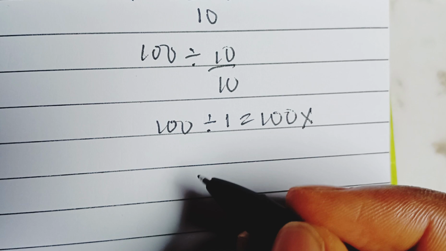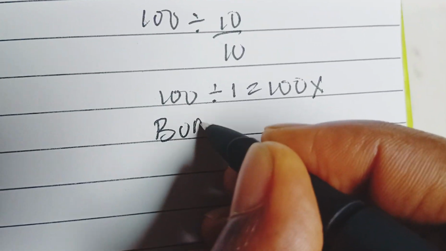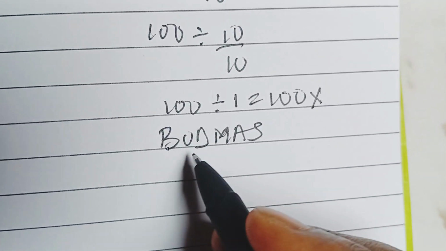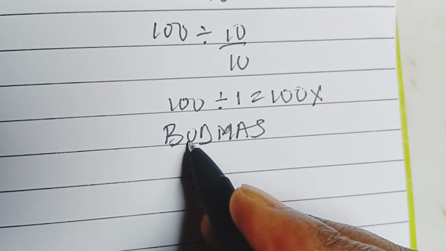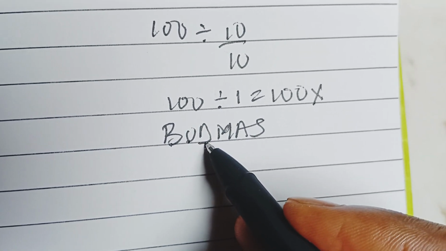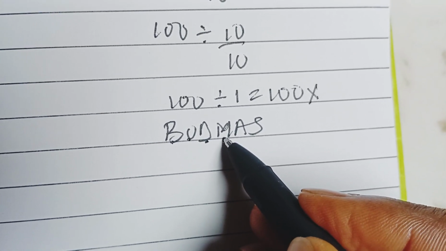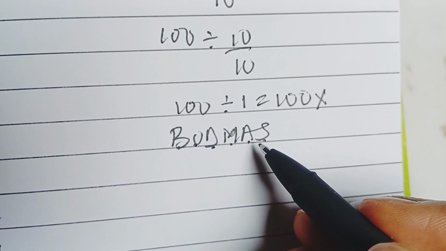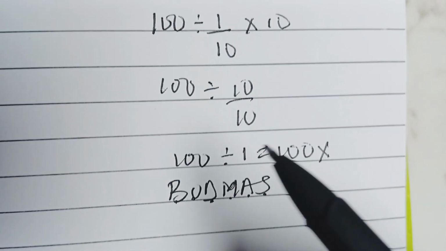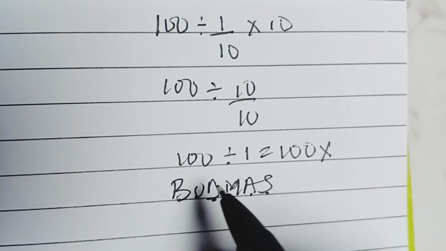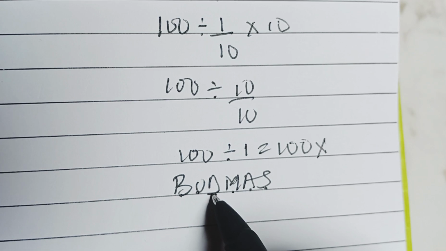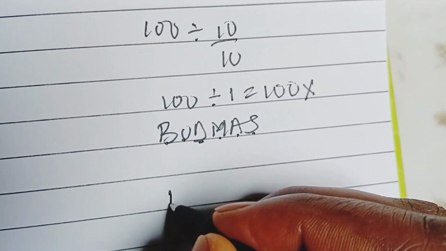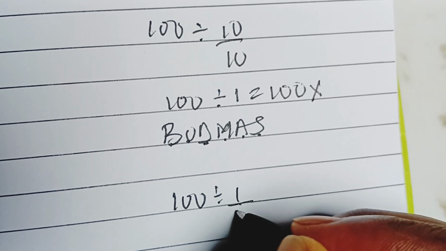Because if we follow the right order of operation, BODMAS, where B is brackets, O is order, that is if there is any exponents, D is for division, M is multiplication, A is addition, and S is subtraction. If we follow this order in solving this problem here, the first thing we'll do, solving from left to right, is we first attend to the division, which will be 100 divided by 1 over 10. So we do that, 100 divided by 1 over 10.